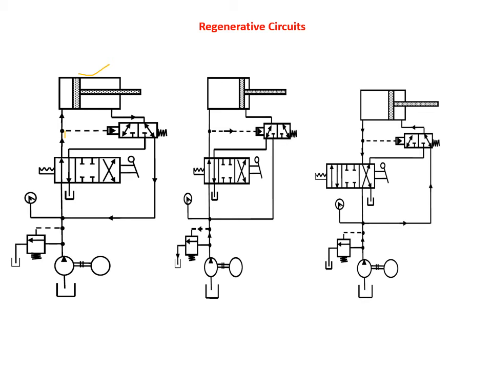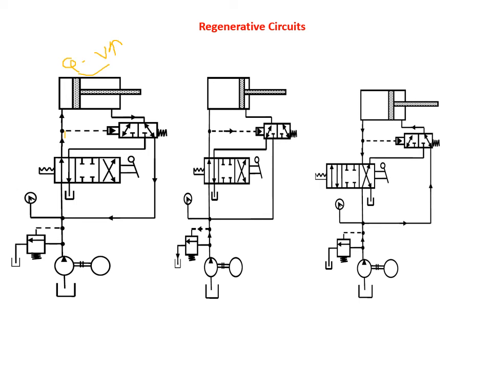Now the fluid which is there at the rod end of the actuator will again be circulated to the high pressure line, and it again goes to the cap end side of the actuator. That means it is nothing but increasing the discharge on the cap end side of the actuator. That will increase the velocity of the actuation. So that will cause a faster movement of the actuator in the forward stroke.